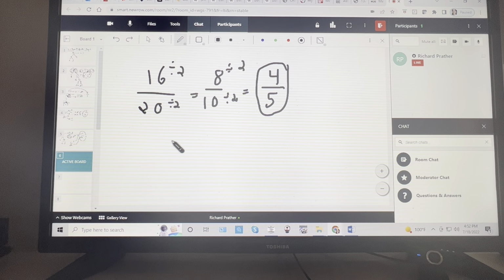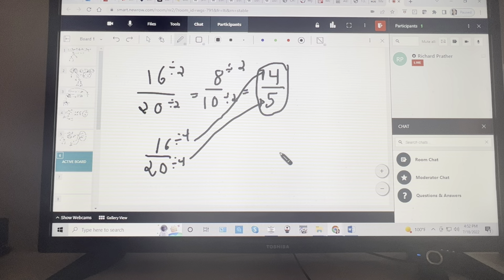Now, if you had been able to do a larger number first, then you can get to the answer quicker. But the good news is you don't have to. Some people can't do larger numbers in their head like this. But it turns out 16 divides by 4, and so does 20. And if you realize that, you would get 4/5 all in one step instead of two steps.